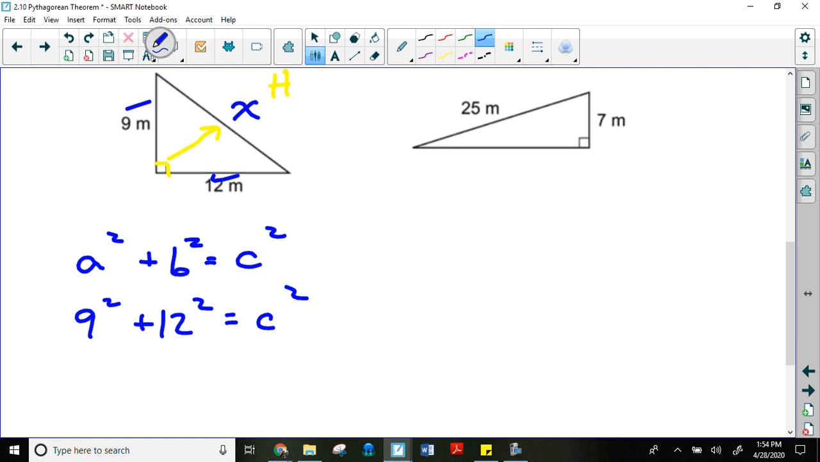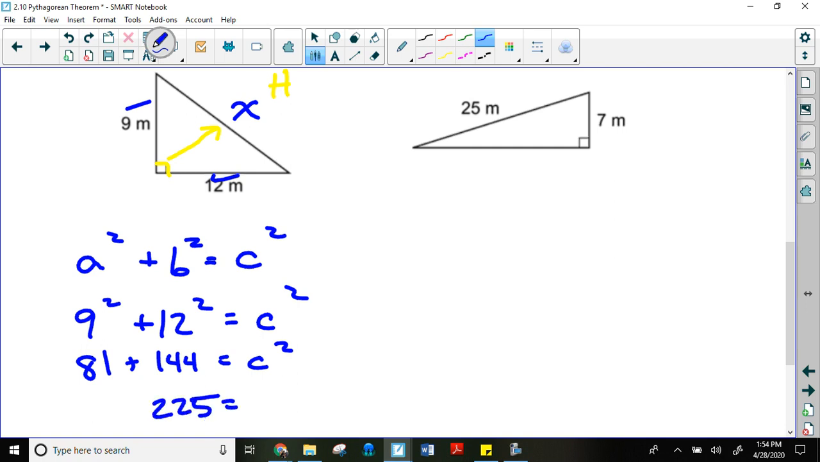9 squared plus 12 squared. Use your calculator. 9 squared is 81. 12 squared is 144. Always check that math. And that gives you 225.